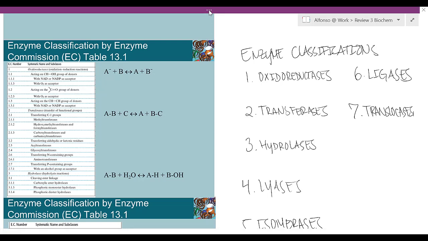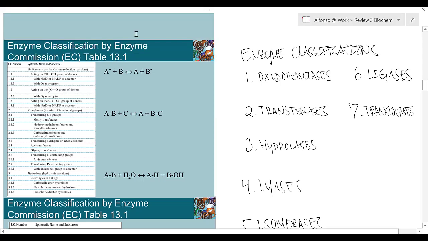If they ask you which major enzyme classification is number 1, that would be your oxidoreductases. If they ask you what is the enzyme classification number of lyases, then you'll say it is number 4. Okay, so you're going to want to know which enzyme classification they are, and you're going to want to know what these types of enzymes do. You're going to want to know for every single one of these.